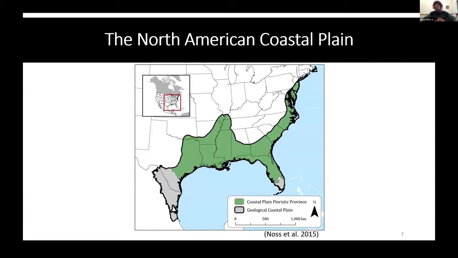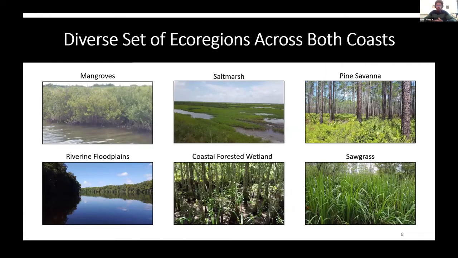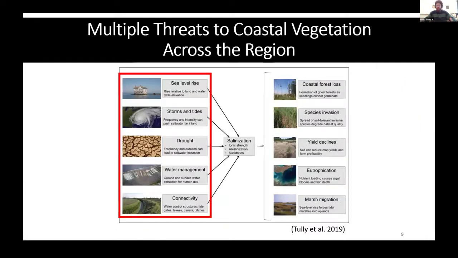So the North American coastal plain is this very broad geographic region that occupies much of the southeastern US. It's 1.1 million square kilometers, a very large area, recently proposed as a biodiversity hotspot. And across this large area, there are a diverse set of ecoregions. So we have mangroves, riverine floodplains, salt marshes, coastal forested wetlands, pine savannas, and sawgrass habitats, amongst many others.